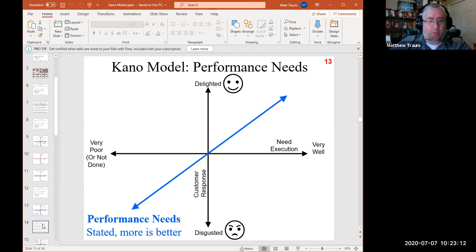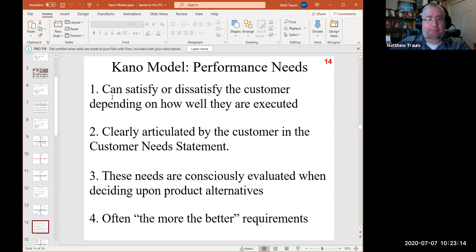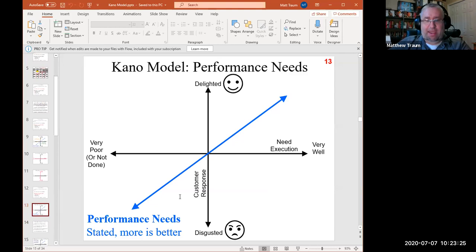And what are performance needs? Well, performance needs can either satisfy or dissatisfy the customer depending on how well they are executed. So if you look here, if you execute a performance need very poorly, you expect a negative customer response. And if you execute a performance need very well, you expect a positive customer response, right? So it's sort of linear in that respect.